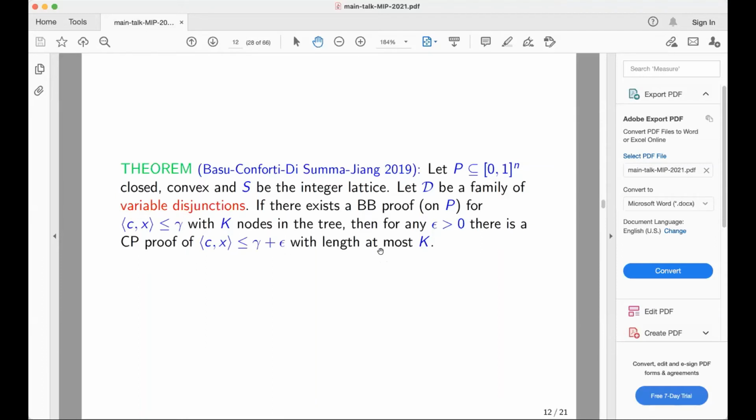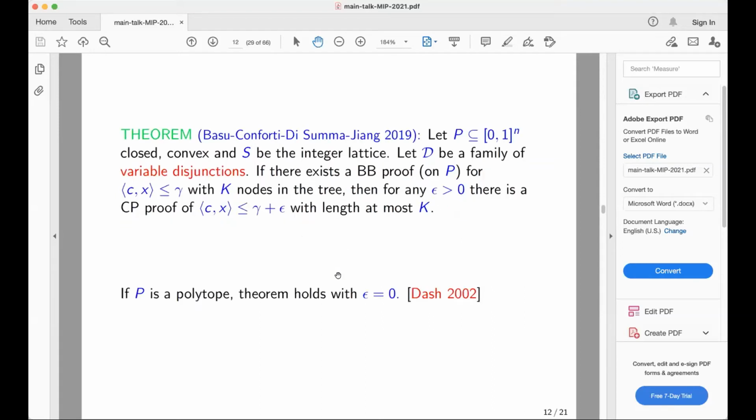What's interesting is that the size of the cutting plane proof actually doesn't depend on epsilon at all. So for every epsilon, you get the same cutting plane proof size, but we are not able to prove it for epsilon equal to 0 in the general closed convex set. It is known that in the linear setting, the theorem holds with epsilon equal to 0. And this was a theorem by Sanjeev Das from quite a while ago. So the main thing that we do here is generalize it to the nonlinear convex setting.